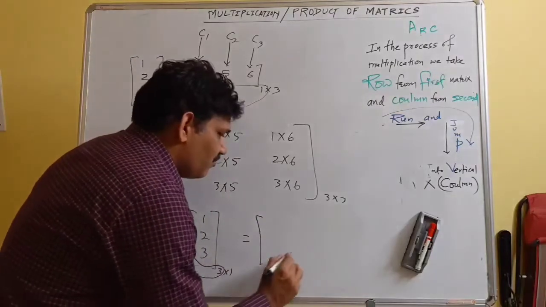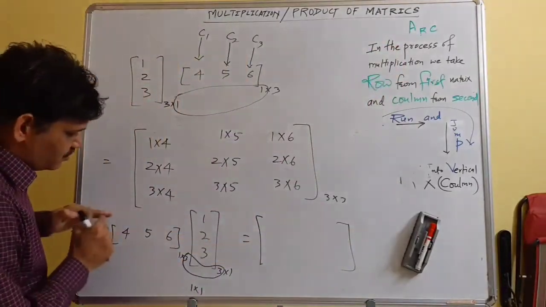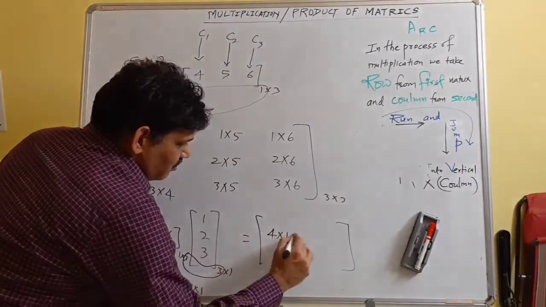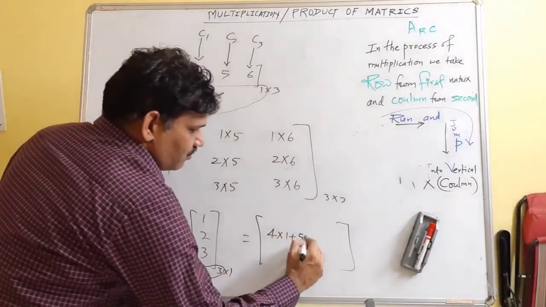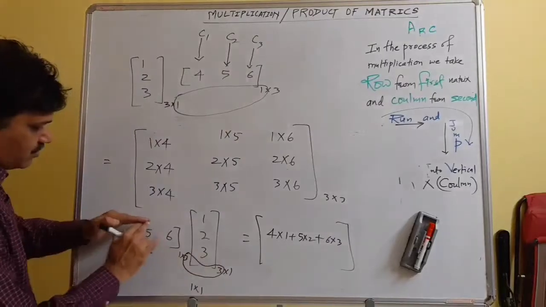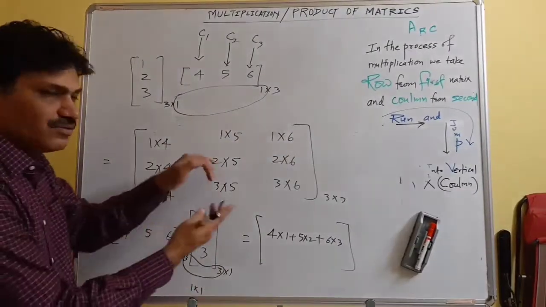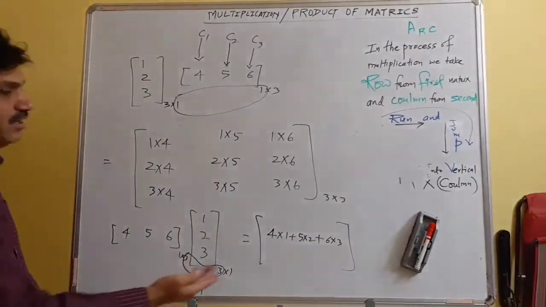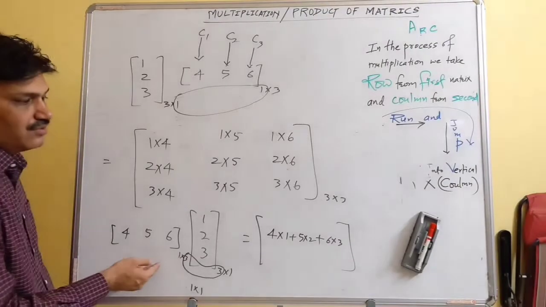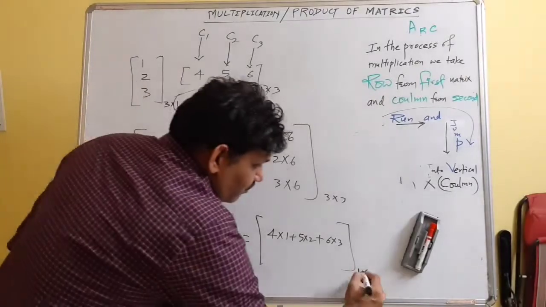Of course it will have whatever row you apply. You just run and jump. The first row will go, run and jump. So 4 into 1 plus 5 into 2 plus 6 into 3. Now the first row will go to the second column, but there is no second column. Now the first row will go to the third column, there is no third column. Again, there will be no element as there is no second row. Obviously the order is 1 by 1.